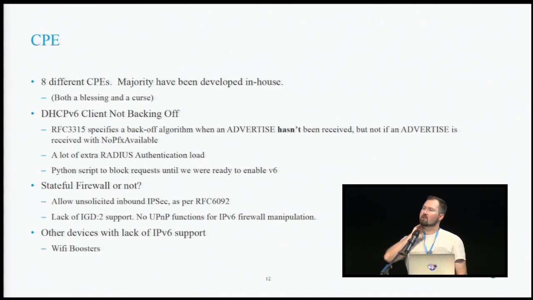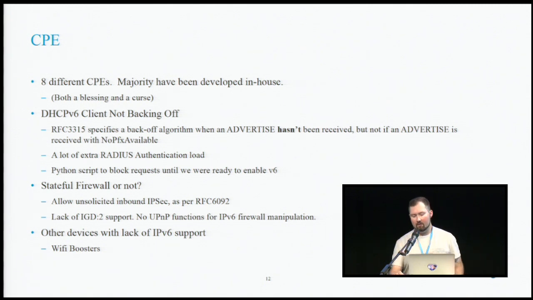The next question we had with the CPEs is, do we or don't we enable a stateful firewall? Obviously, it's a question for some people. For us, it was a bit of a no-brainer. We could not have no stateful firewall for all our customers. We'd probably have a lot more angry people than if we did have it. So we do implement a stateful firewall. We decided to allow unsolicited inbound IPsec, which helps with platforms like the Xbox One, which uses IPsec over IPv6 quite a lot for peer-to-peer communication.